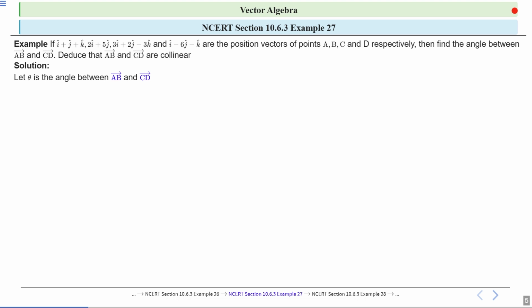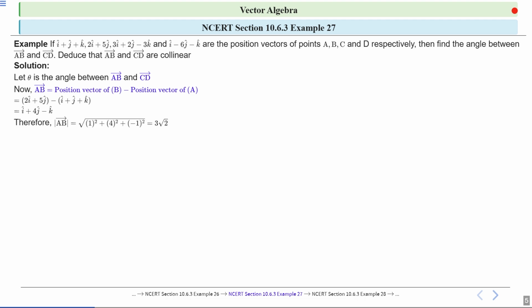Let theta is the angle between AB vector and CD vector, right? Now AB vector is equal to position vector of point B minus position vector of point A, which is 2 i cap plus 5 j cap minus i cap plus j cap plus k cap, which after solving we will get i cap plus 4 j cap minus k cap, right? Therefore magnitude of AB vector will be equal to root over 1 square plus 4 square plus minus 1 square, which is equal to 3 root 2. Okay. Similarly, CD vector is equal to minus 2 i cap minus 8 j cap plus 2 k cap, and magnitude of CD vector is equal to 6 root 2, right?